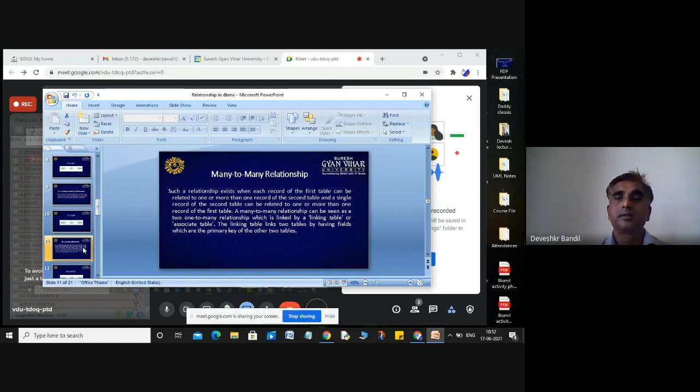A primary key is a column, or you can say a collection of more than one column. Through the primary key, you can identify a particular record, a particular tuple. That is your primary key.